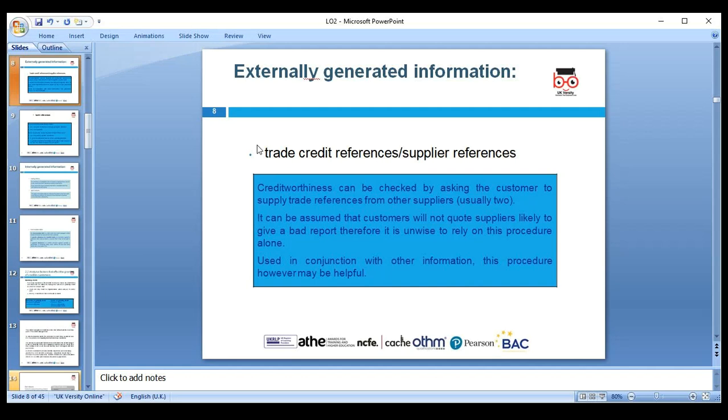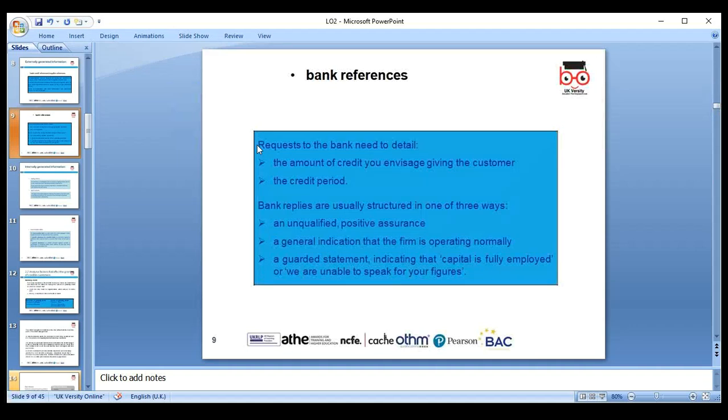Creditworthiness can be checked by asking the customer to supply trade references from other suppliers they used to deal with, and then we can get the reference. Like when you apply for a job, the employer needs to get a reference. Bank references are very important, so we need a crucial agreement with the bank; we are always paying and never decline the direct debit. Bank references help us check the creditworthiness of our customers, our clients.